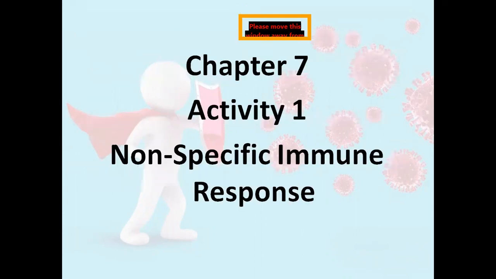Moving now to chapter 7, which is the last chapter. Chapter 7, activity 1, about the non-specific immune response. We started about this, and we talk about the non-specific immune response. It doesn't depend on the identity of the intruder. It includes the phagocytosis process.